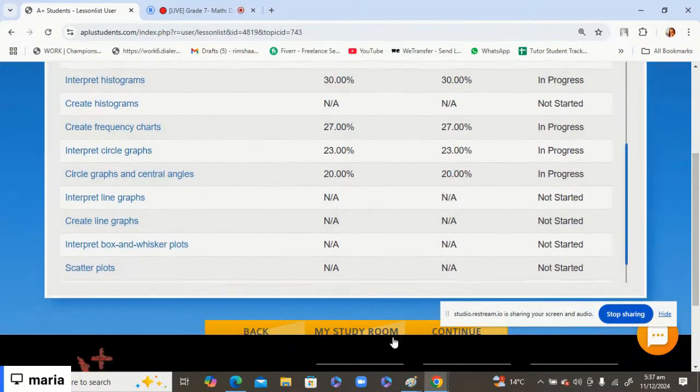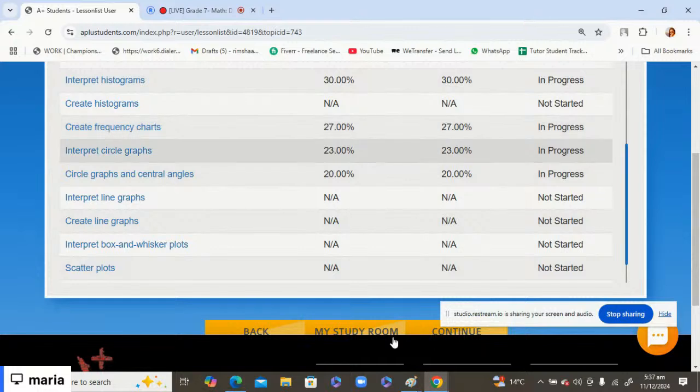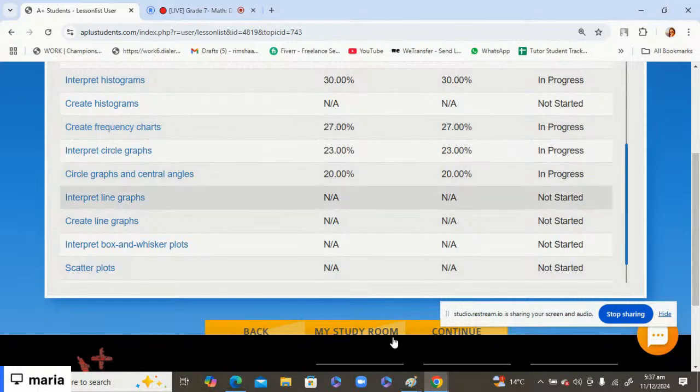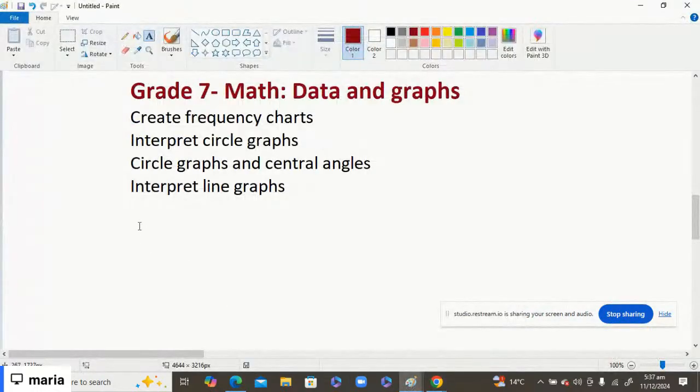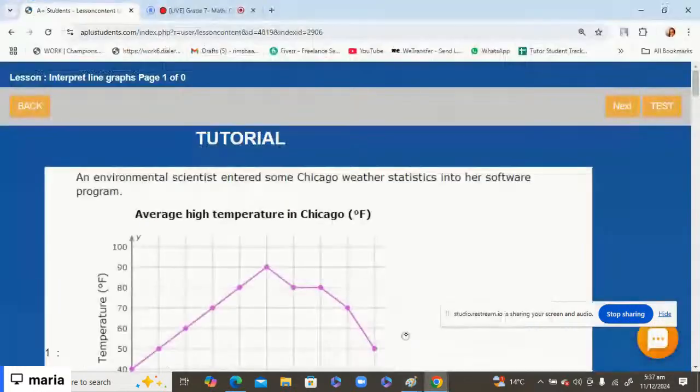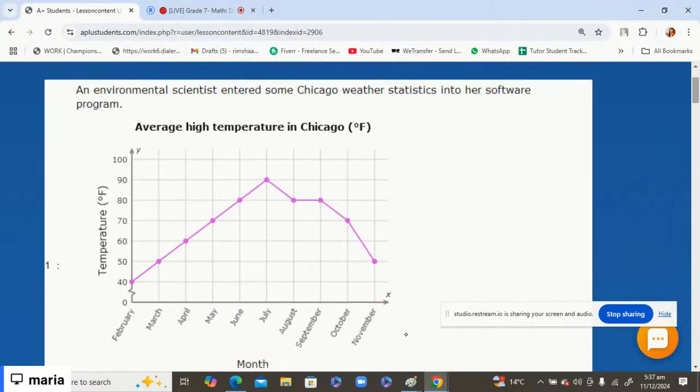So here we have done create frequency charts, interpret circle graphs, circle graphs and central angles. Now interpret the line graph. Yes, the last lesson, interpret the line graph.